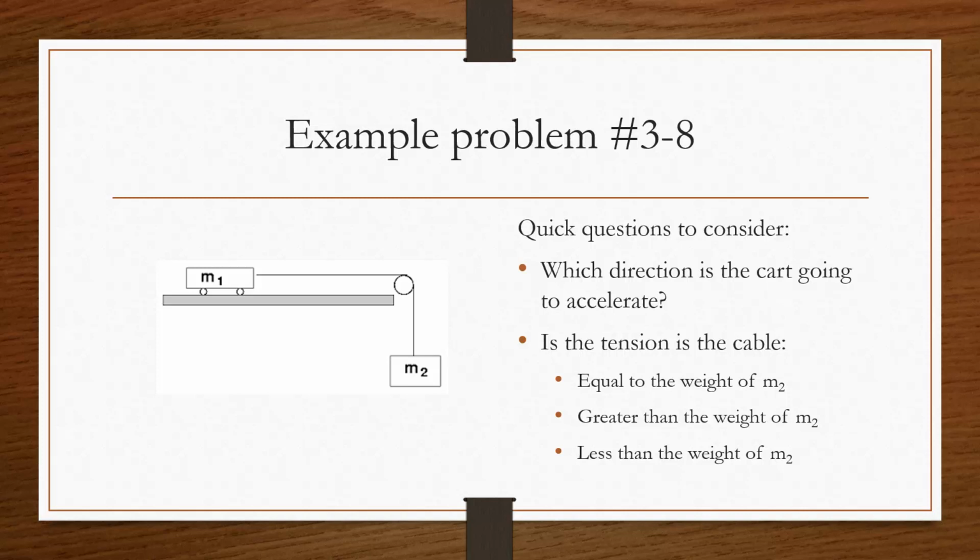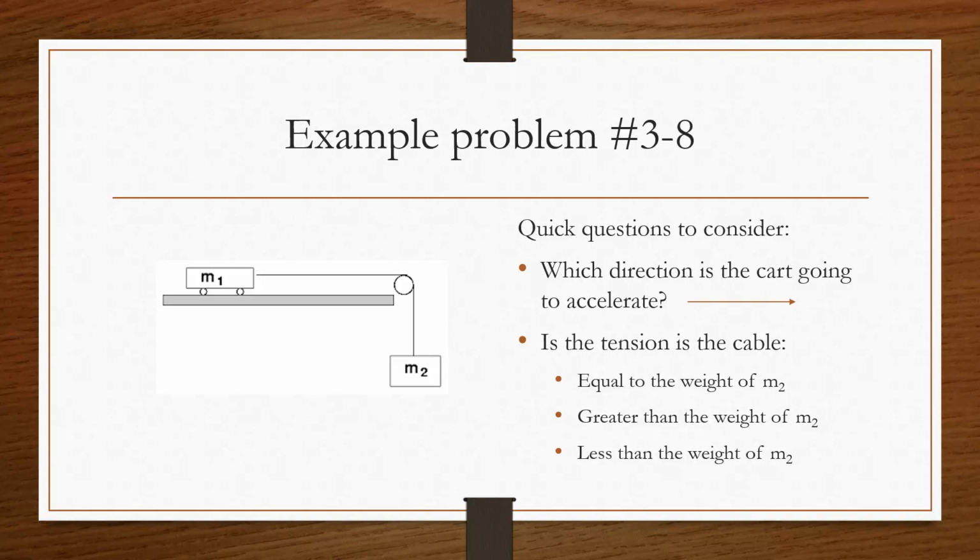If we think about this system, what we know for sure is going to happen if I let go of M2, M2 is going to be pulled downward. It's going to pull the string and pull M1 toward the right. M2 is going to accelerate downward, and M1 is going to accelerate to the right. So I know for sure that it's going to accelerate in that direction.